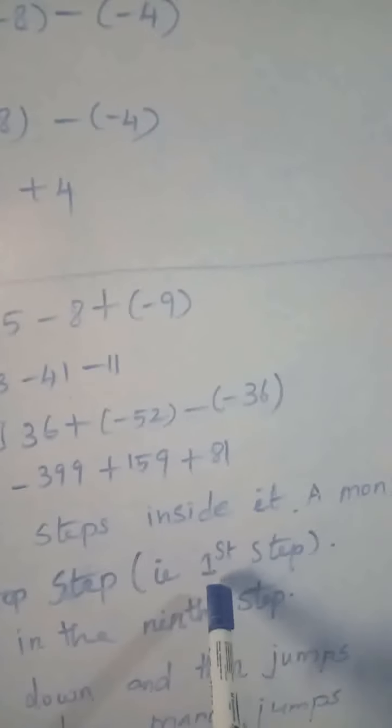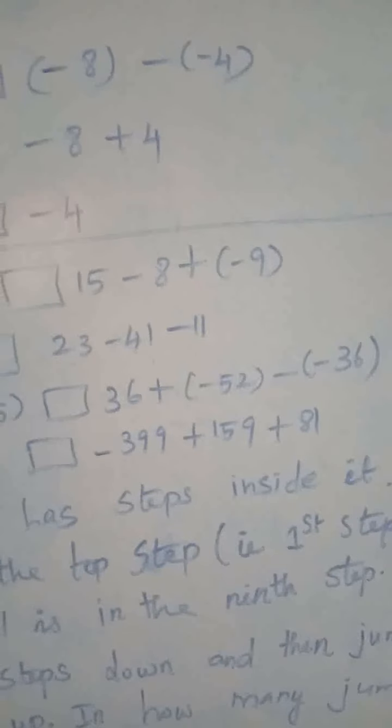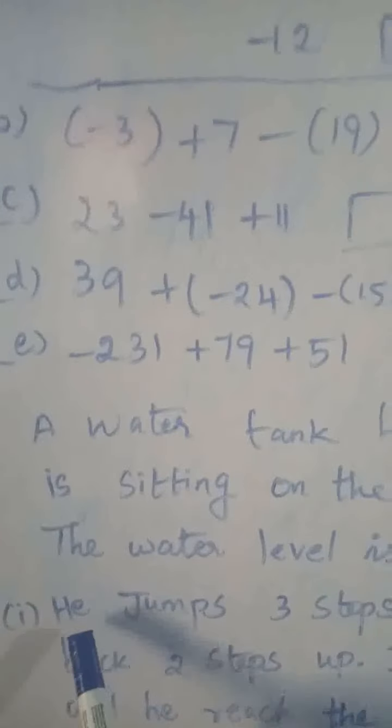Understand children, what is the question? In a water tank, the monkey is sitting in the first step, water is in the 9th step. But in the first question, what that monkey does is, he jumps 3 steps down, again he jumps 2 steps back. So in how many jumps will he reach the water level? Understand children? This is the question. Now we will see the solution.